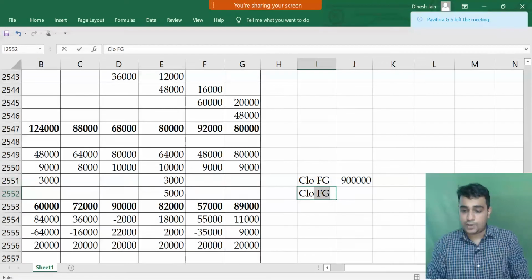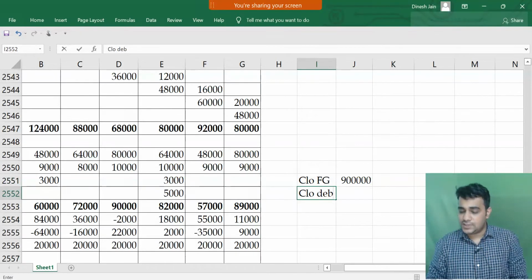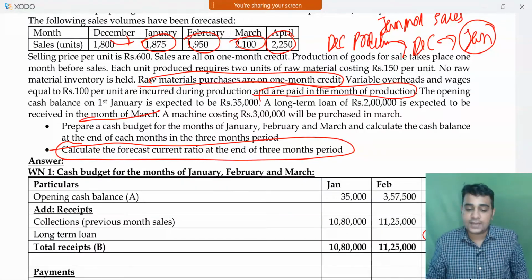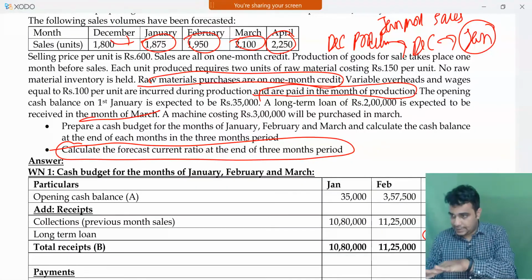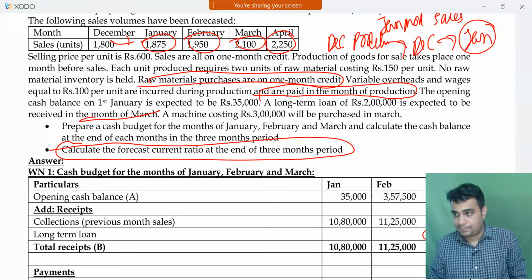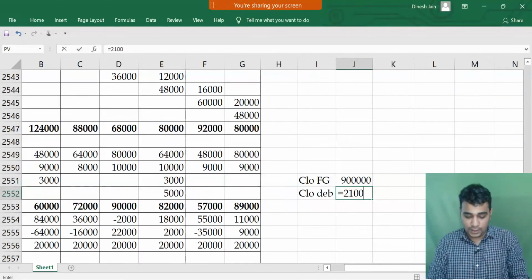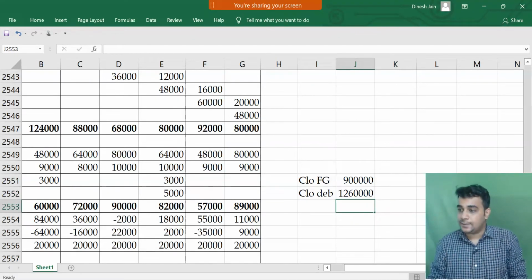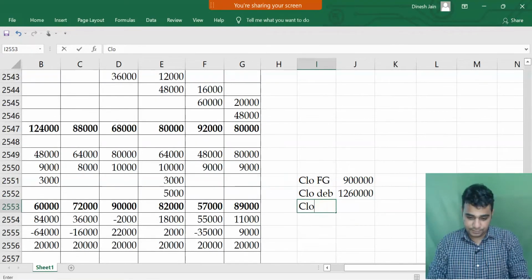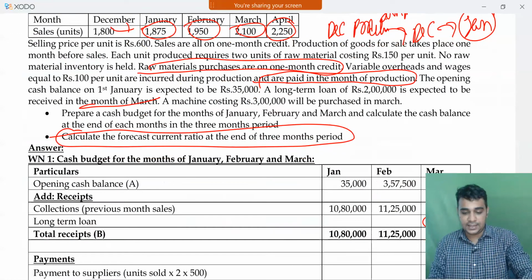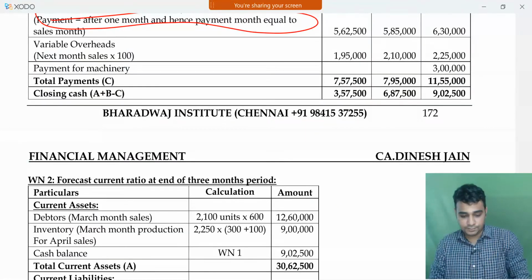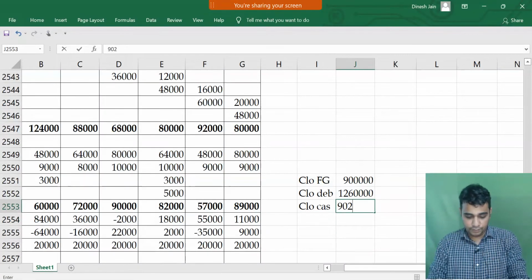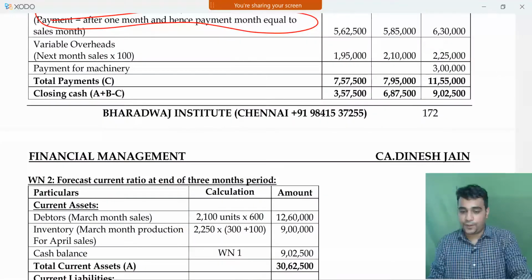There will also be a closing debtors. What is closing debtors is you are collecting 1 month later. So whatever March sales has happened, you would not have got the money for that. That money would not have come. So 2100 into 600. There is also a cash. Closing cash is there in the cash budget, which is 902 500.